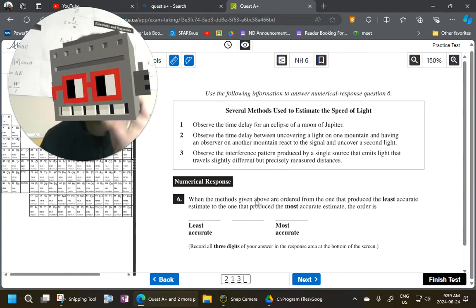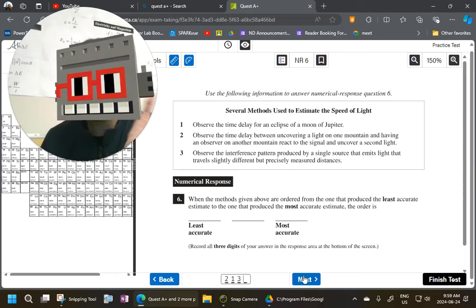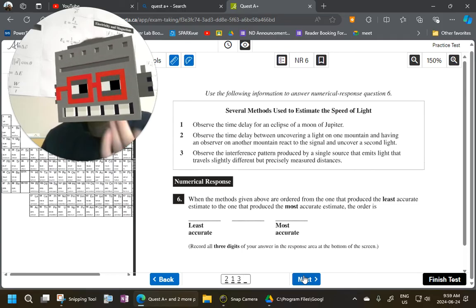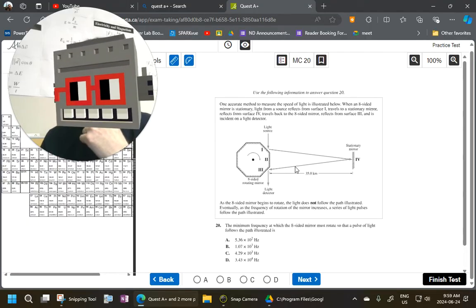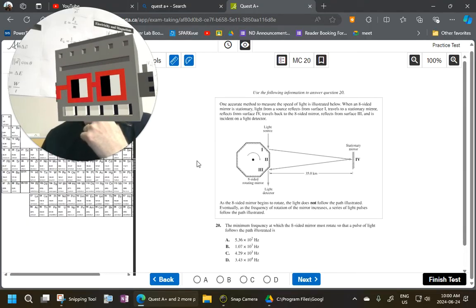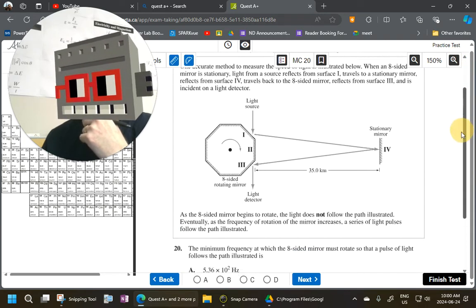Interference patterns, single source of light. There's just so much precision there. You don't even have to know what that is. I think it's the Michelson experiment. I think it is. So, okay. Oh, here's the Michelson experiment. What's the minimum frequency? So remember on this, we're going to have to remember Michelson's equation, right?